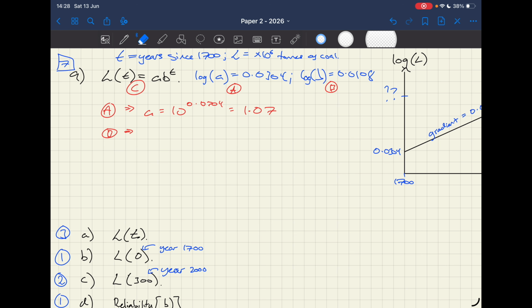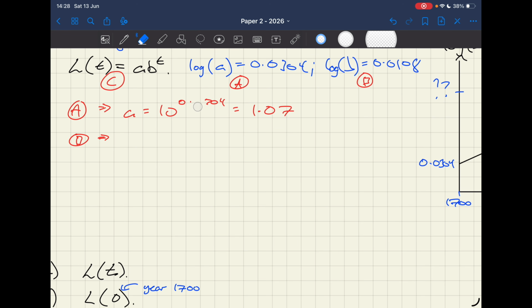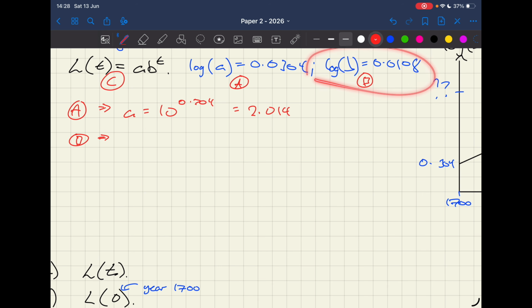I've realized I've copied one bit down wrong. This does not have a 0 in there. It's just 0.304, not 0.0304. So that changes it slightly. We don't get 1.07. Let's take that 0 out. What do we get? Not exactly 2, but 2.014. That's good.